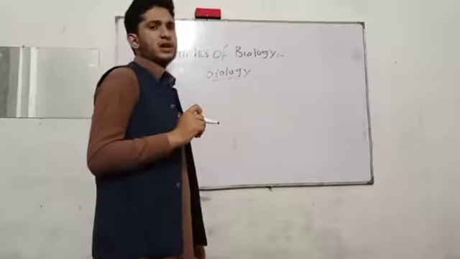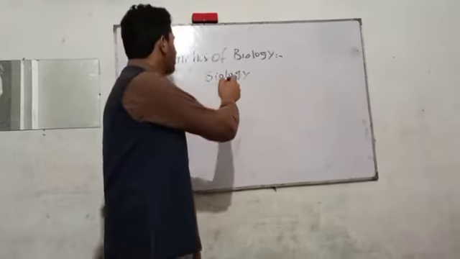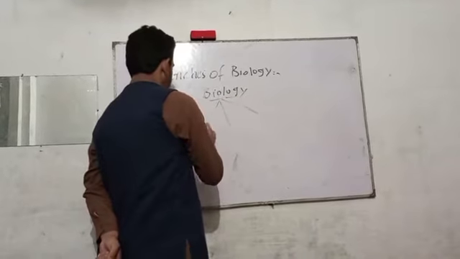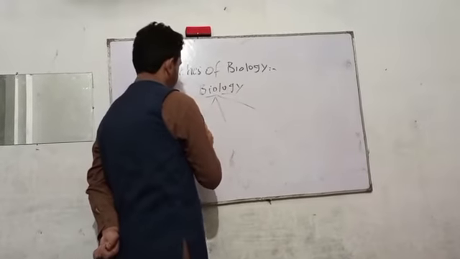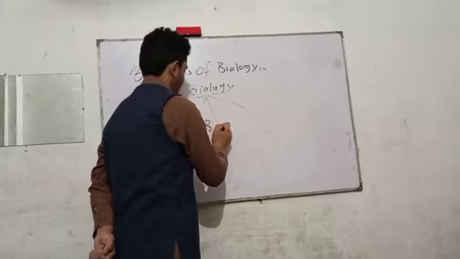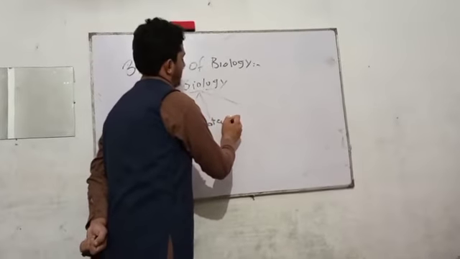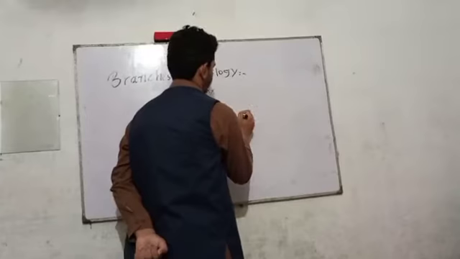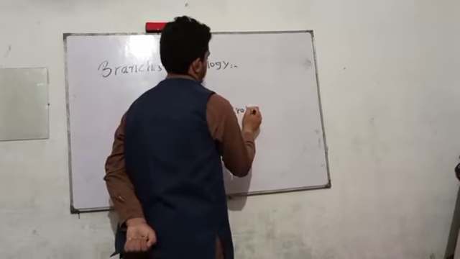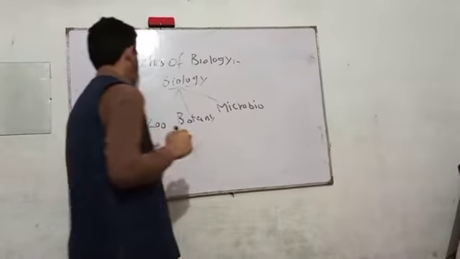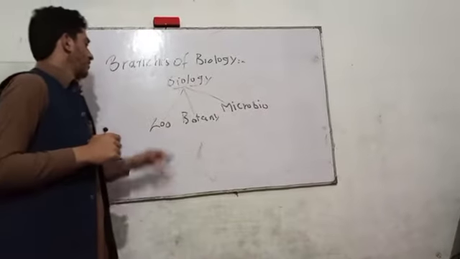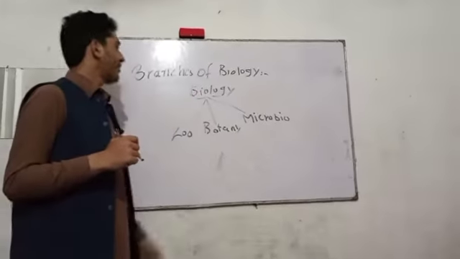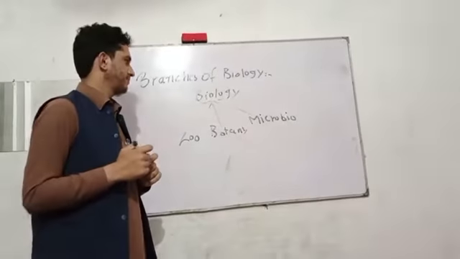Traditionally, biology was divided into three main branches. Number 1, zoology. Number 2, botany. Number 3, microbiology. These three were called the main branches of biology, or the traditional branches of biology.